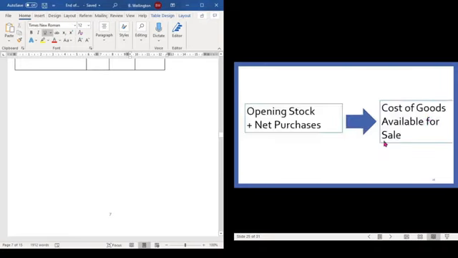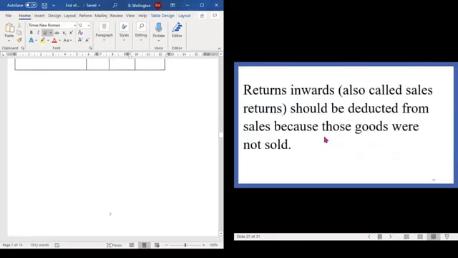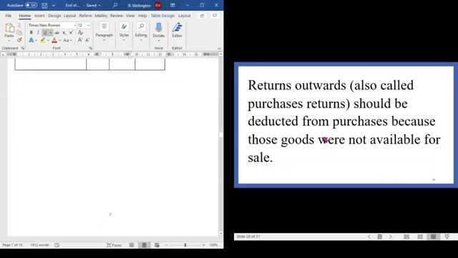Now, the cost of goods available for sale consists of your opening stock plus your net purchases. Now, returns inwards is also called sales returns and should be deducted from sales because those goods were not sold. Returns outwards, also called purchases returns, should be deducted from purchases because those goods were not available for sale.